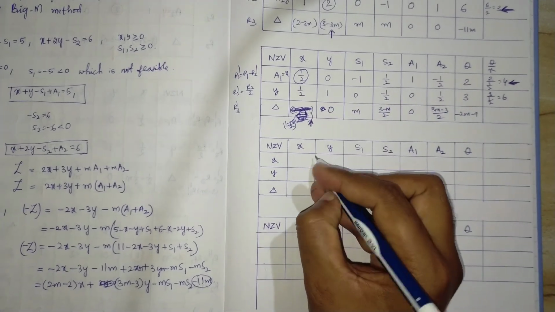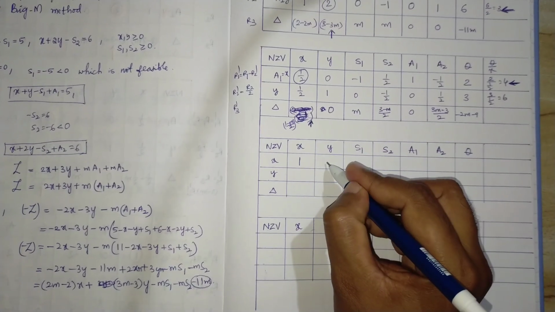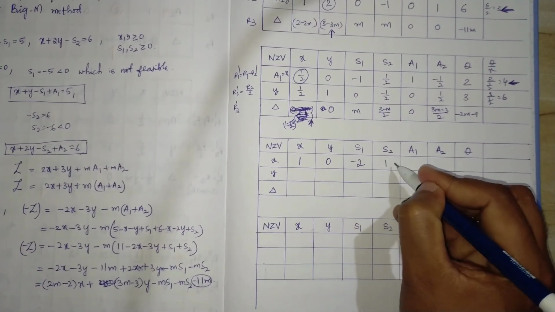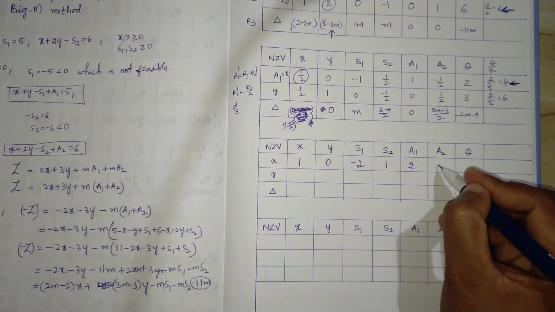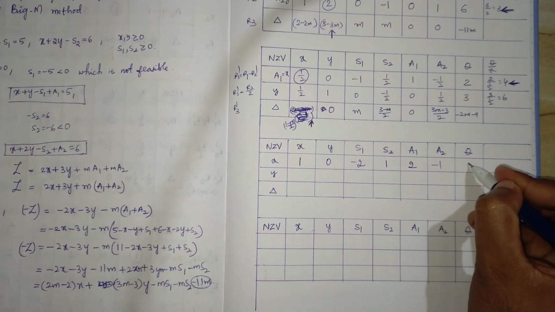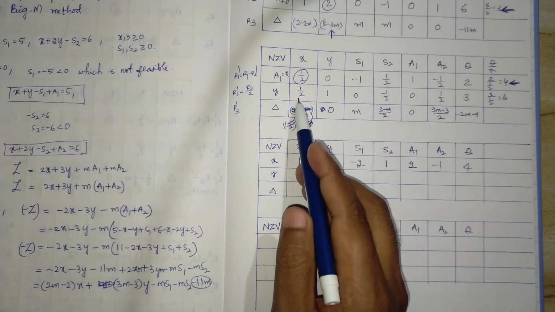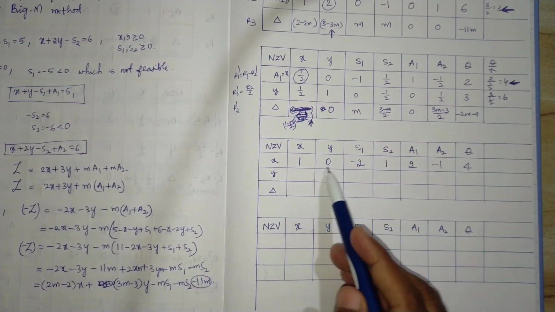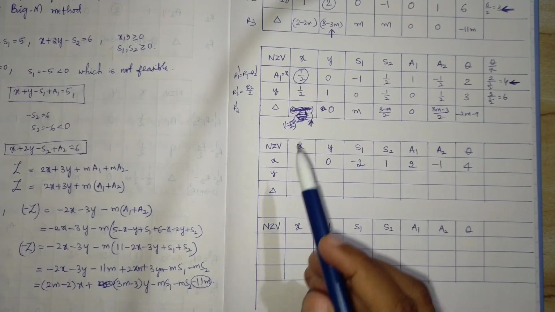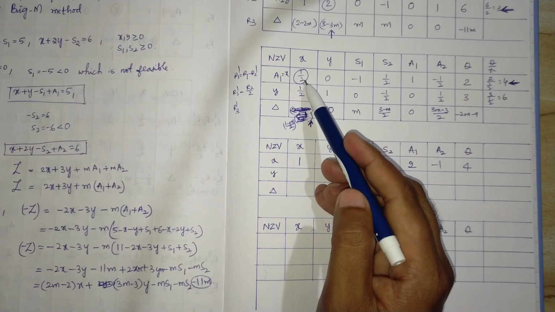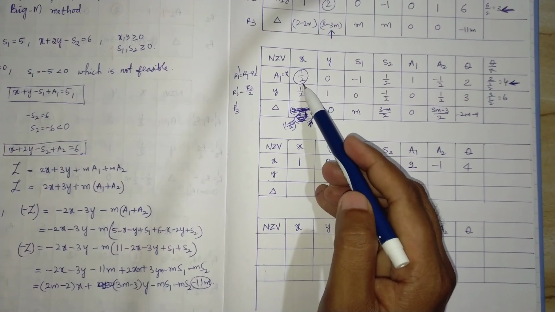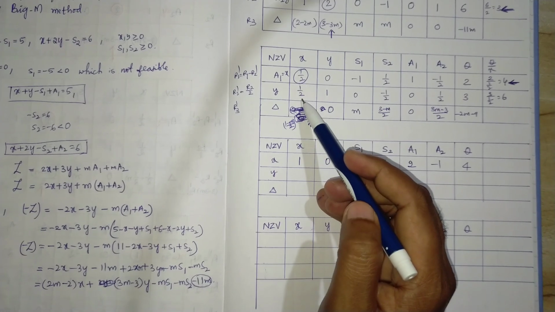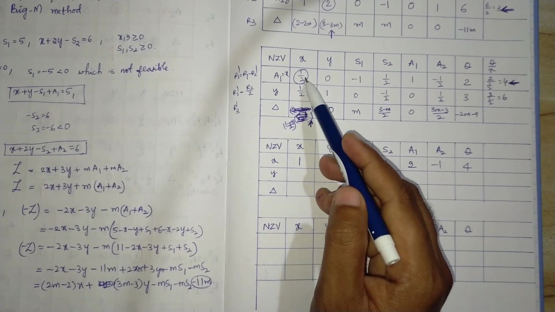So 2 into 1 by 2, 2 into 0, 2 into minus 1, 2 into 1 by 2, 2 into 1, 2 into minus 1 by 2, 2 into 2, 4. And I want to make this 0. So this is your old pivotal row, this is your new pivotal row, right? In the old pivotal row we have 1 by 2, and in the second row we have plus 1 by 2. Let us do the subtraction.